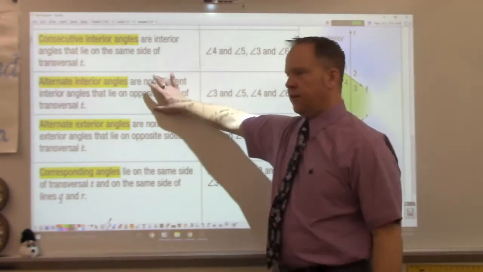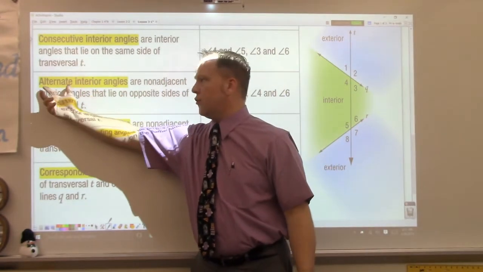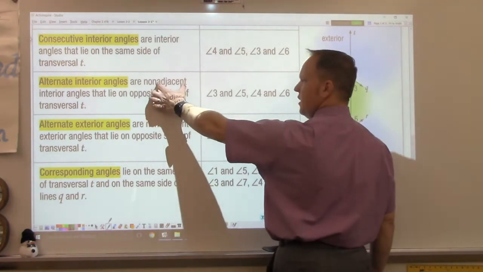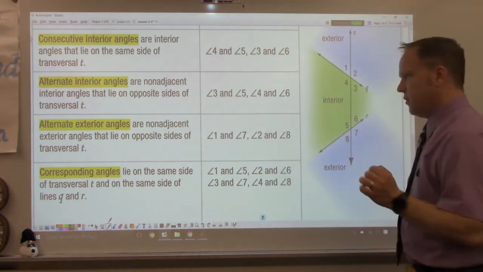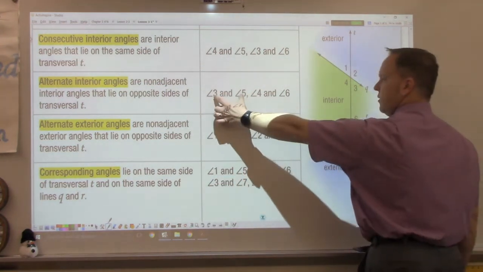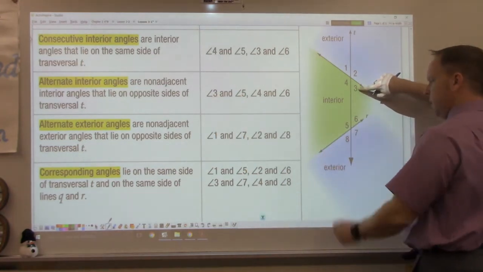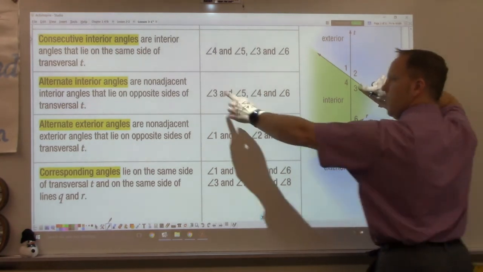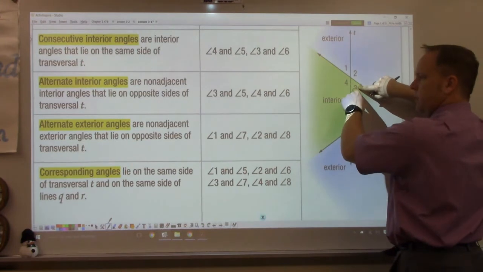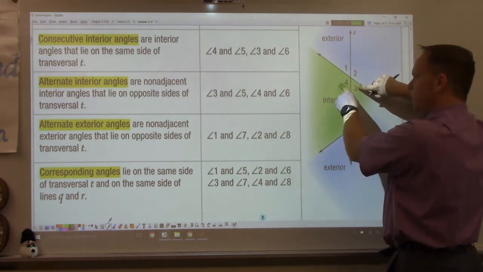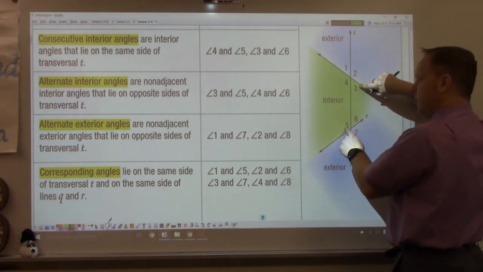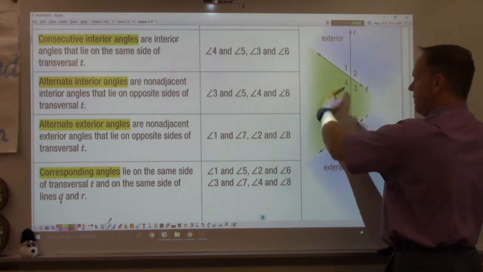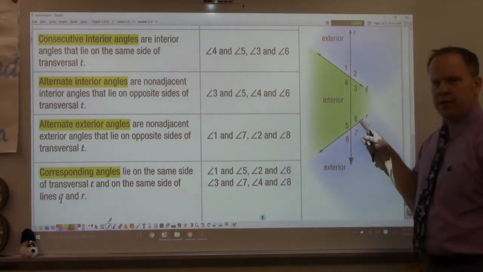Looking at alternate interior. Now look, I'm still on the inside, but now I want to alternate sides of the transversal. They are non-adjacent. That's a key word right there. Non-adjacent interior angles, opposite sides of the transversal. So here, they said angles 3 and 5. Notice 3 is on the right, 5 is on the left. Again, one from the top group, one from the bottom group. Non-adjacent. I would not say angle 3 and 4. They're adjacent. So these are not considered alternate interior. It's 3 and 5. The other pair, angle 4 and angle 6. Now angle 4 is on the left, angle 6 is on the right. Those are alternate interior angles.